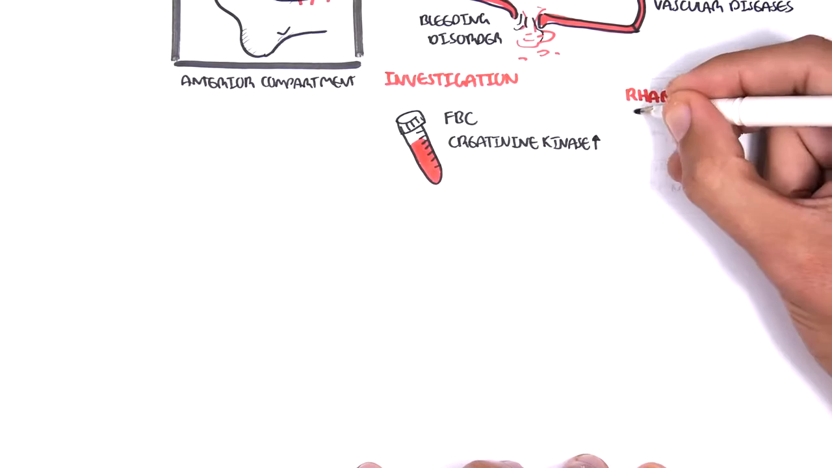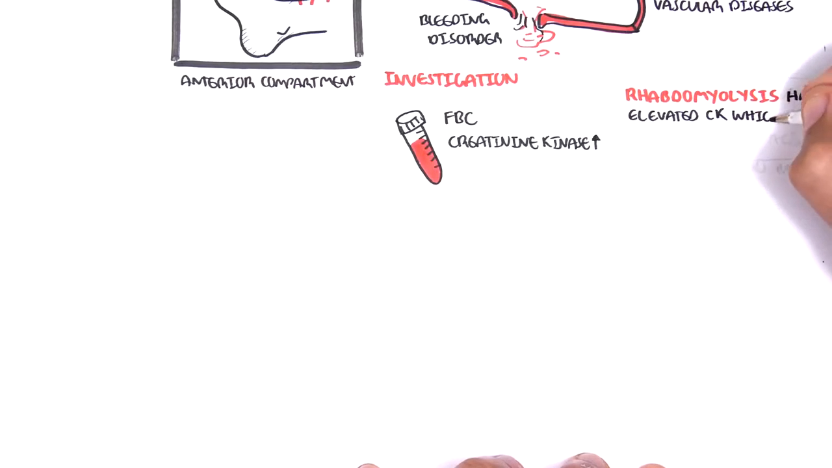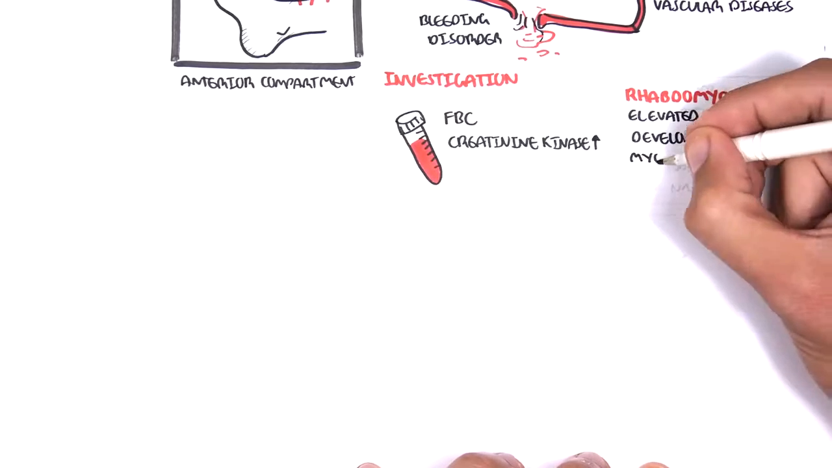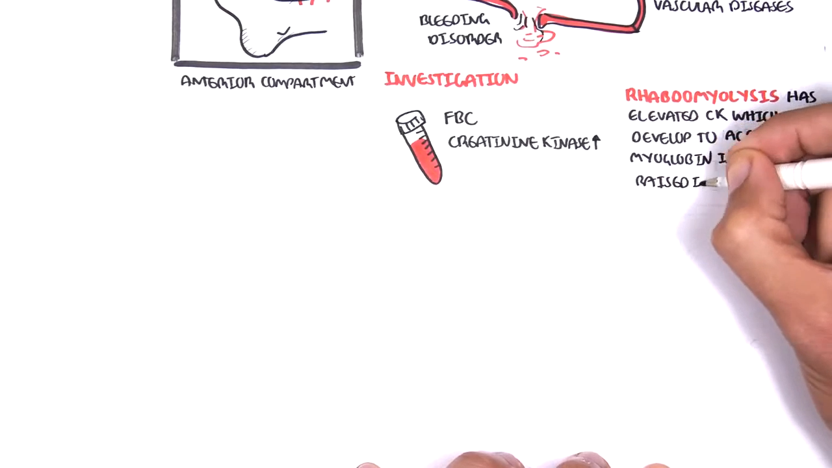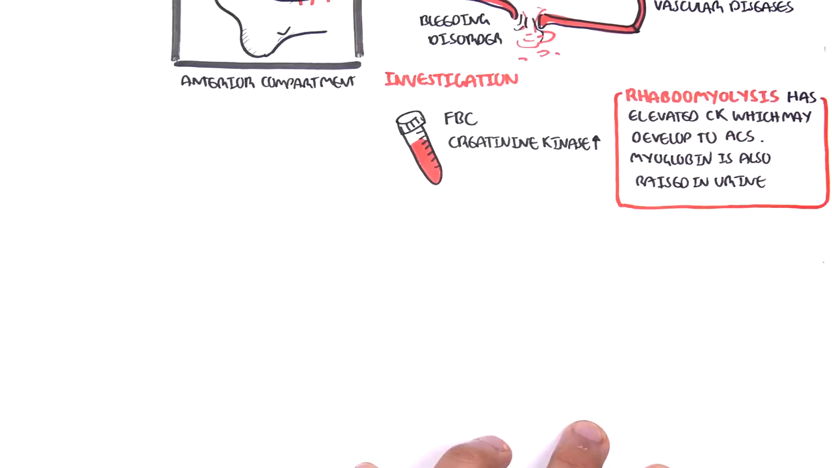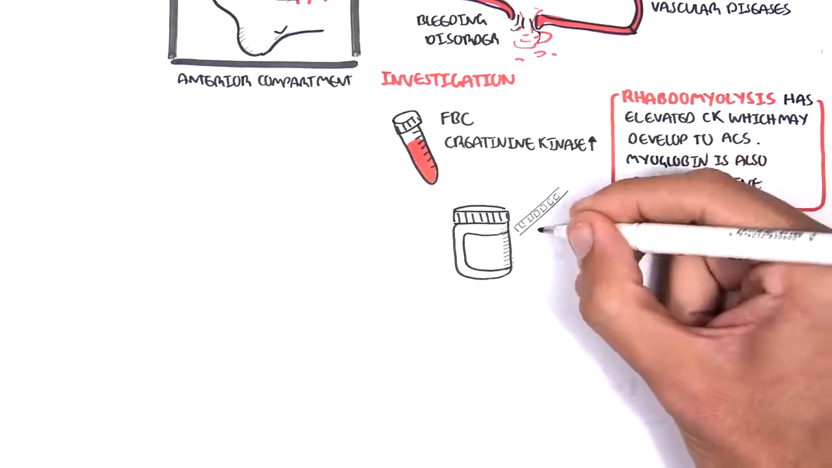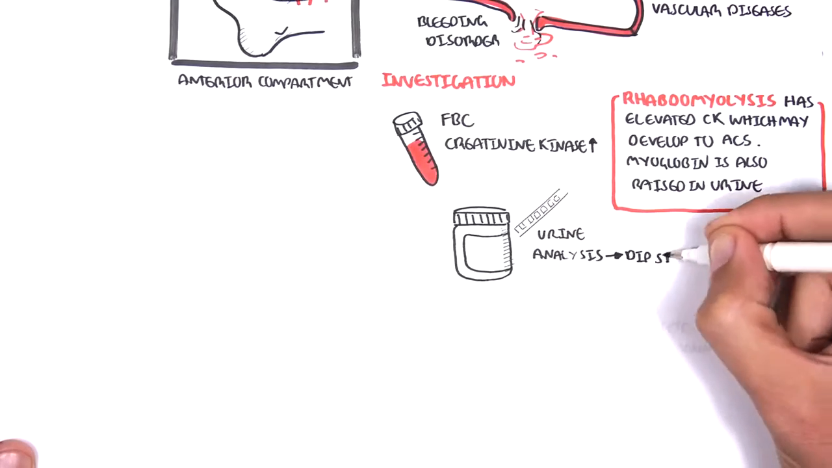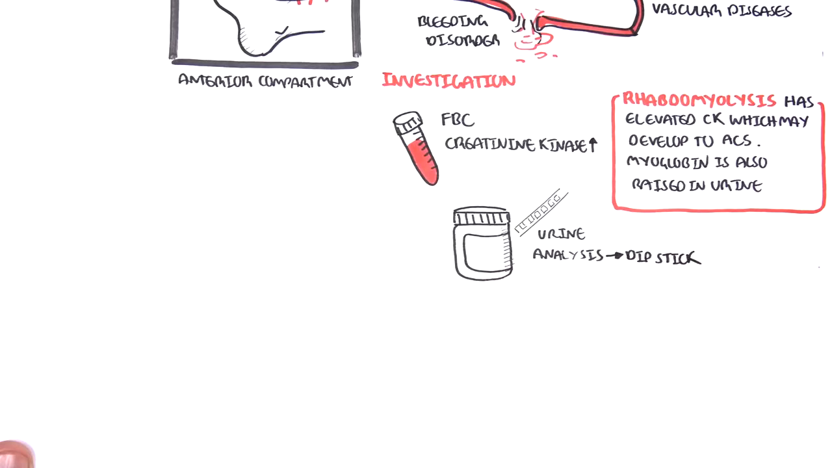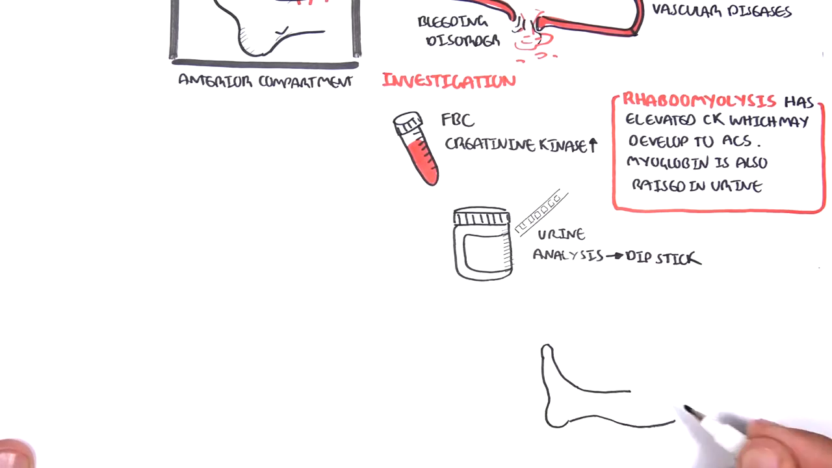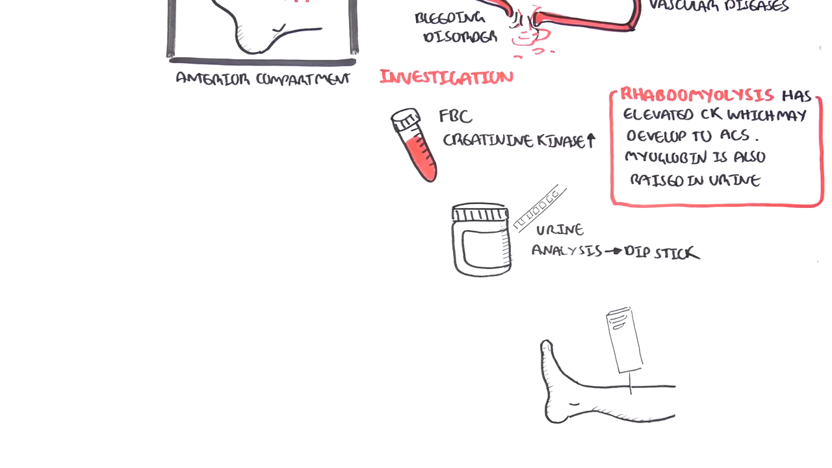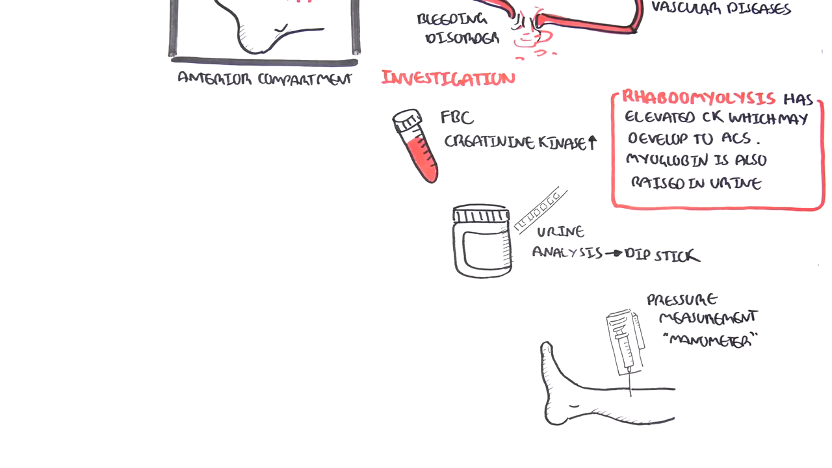Rhabdomyolysis also has elevated creatine kinase. Rhabdomyolysis can lead to acute compartment syndrome because it is essentially muscle injury. In rhabdomyolysis, myoglobin is also increased in urine. And so another investigation for acute compartment syndrome suspicion is urine analysis using dipstick, which will show red blood cells, which correlates to the myoglobin in this case. Finally, a pressure measurement may be used, which is mainly done by surgeons to assess severity and the need to operate.